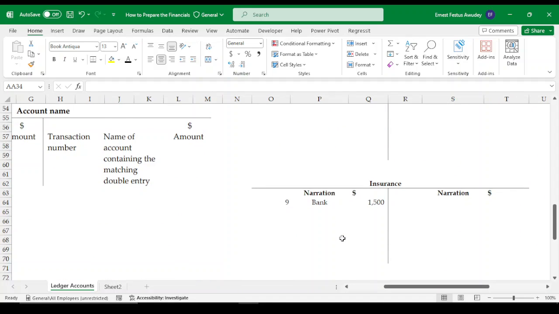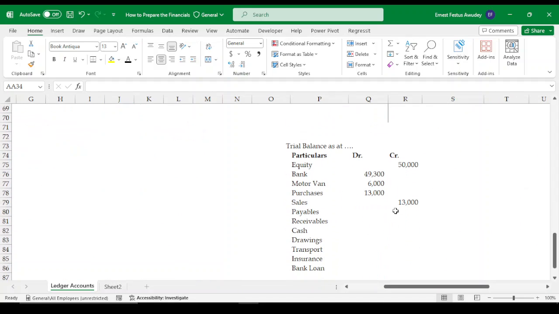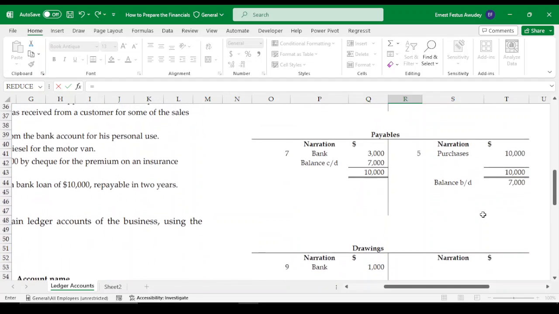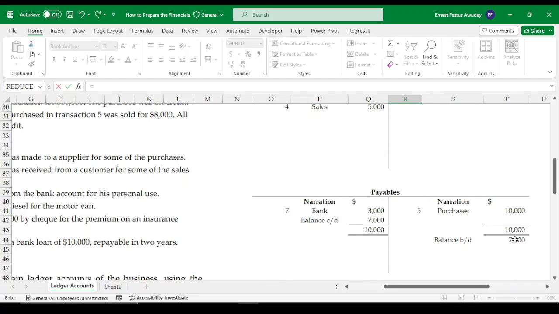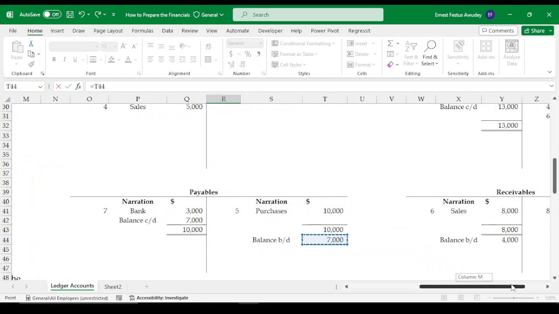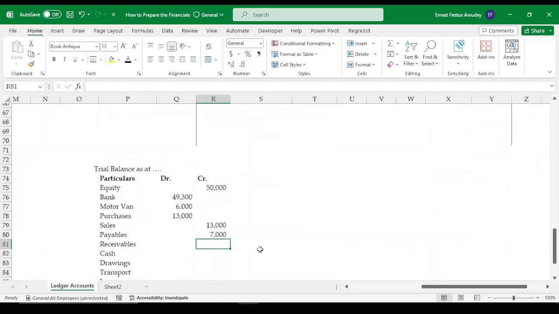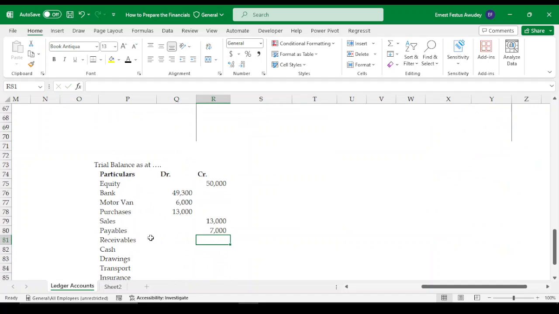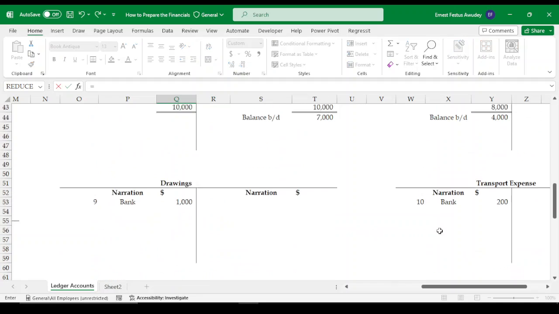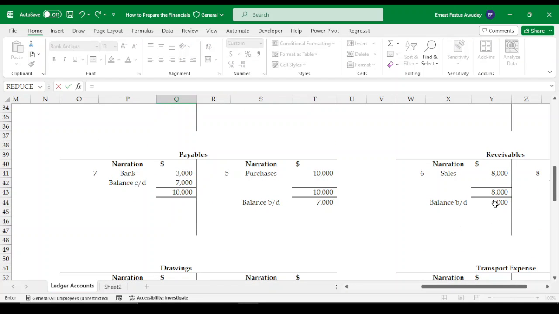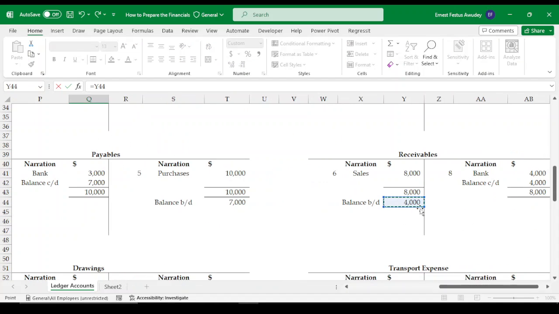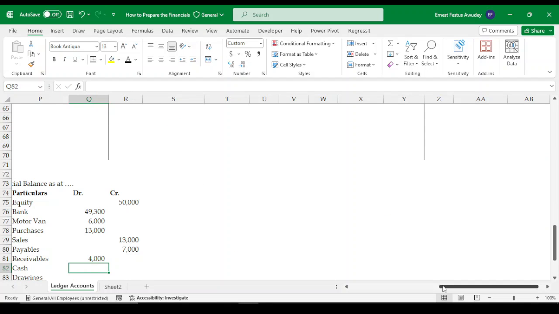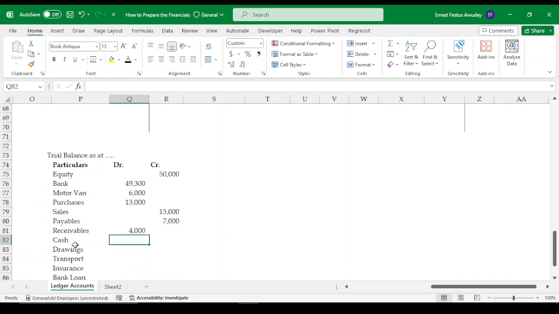So we have that. The next item is our payables. Payables should also have a credit balance. So where is our payables? We have it there at the credit side right there. So I'll hit enter. Then our receivables is the opposite of payables, therefore it should have a debit balance. So this is our debit balance here. As you can see from here, debit balance. So I'll hit enter.